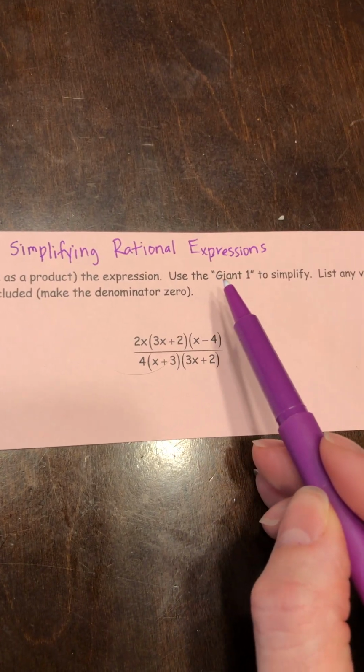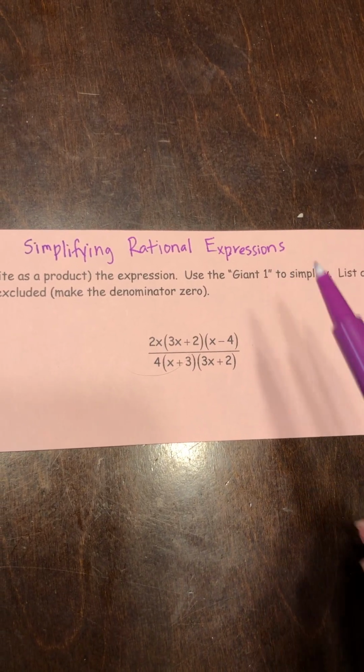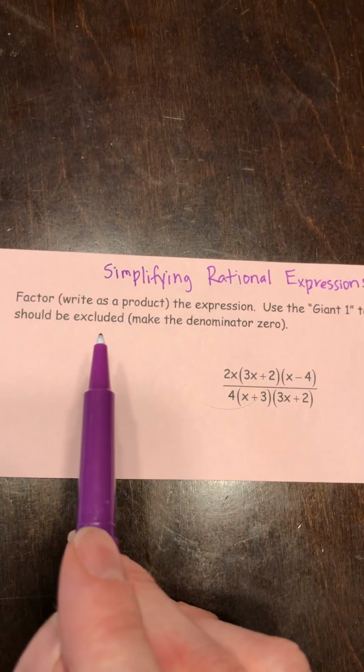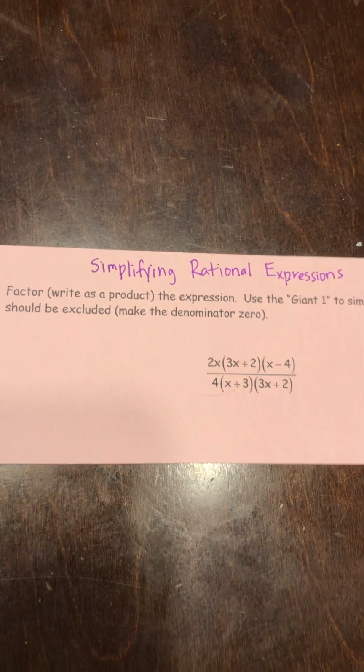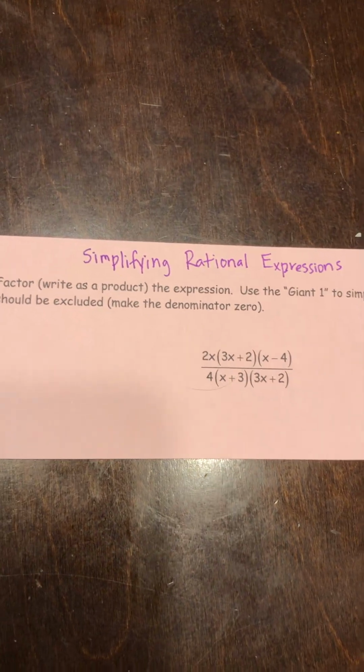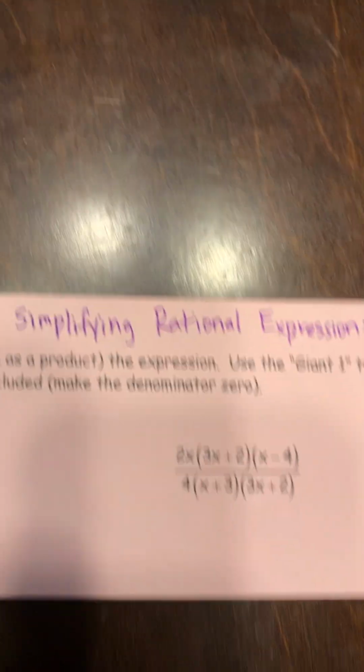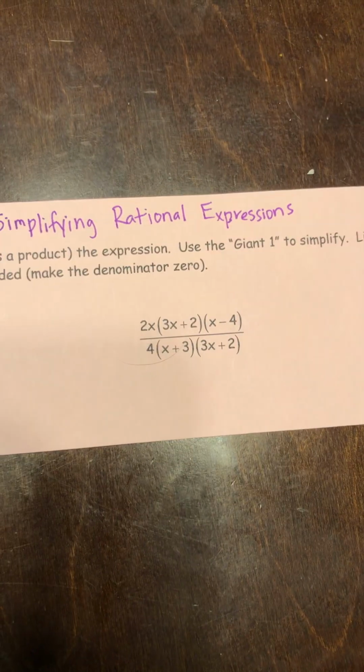Then it says use the giant 1 to simplify. So remember, we're gonna try to make 1s when we can. And then list any values that should be excluded. So remember, we talked about excluded values. The bottom of a fraction, the denominator cannot equal 0 ever. So we have to say what x can't equal.